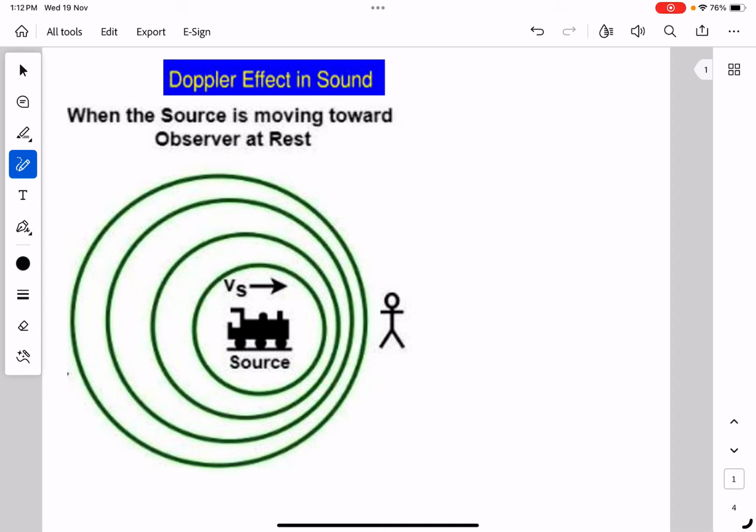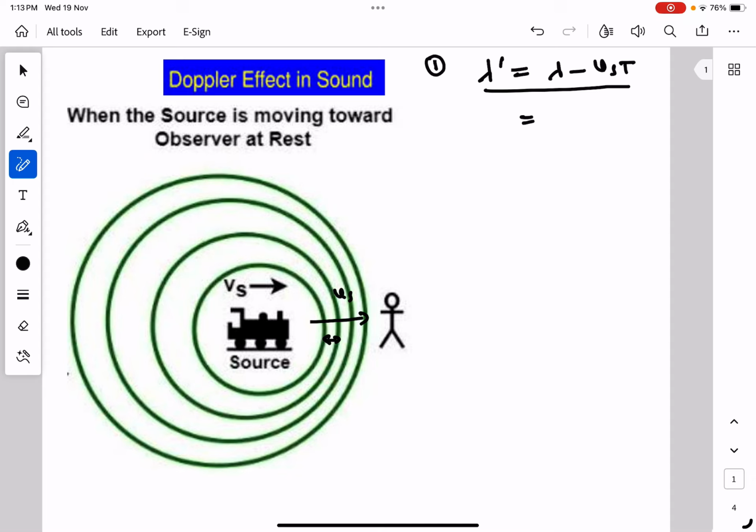Let's take up the first scenario when source of the sound wave is moving towards the observer with a velocity vs. In this case, source is actually compressing its own waves, thereby reducing the wavelength and increasing the apparent frequency. Let's try to understand how exactly this happens. The apparent wavelength lambda dash is equal to lambda minus Vs into t, where Vs is the velocity of source and t is the time period.